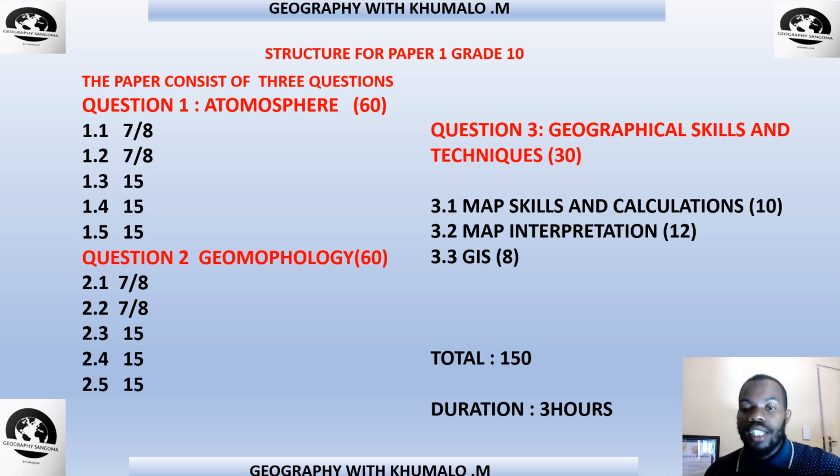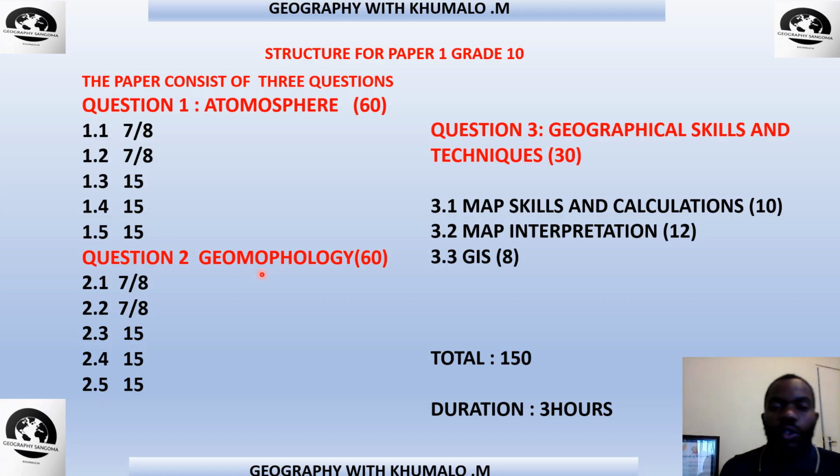How is paper 1 structured? This is what I want you to understand. The structure for grade 11 and grade 10 is the same. Question 1 is the atmosphere for 60 marks. Question 2 is geomorphology, 60 marks, and question 3 is geographical skills and techniques for 30 marks. In question 1 there are 7 or 8 marks for question 1.2, 15 marks for question 1.3, 15 marks for question 1.4, 15 marks for question 1.5.